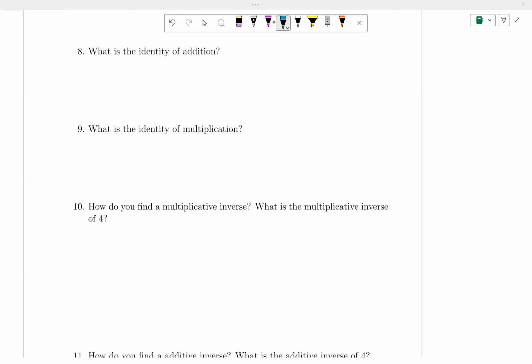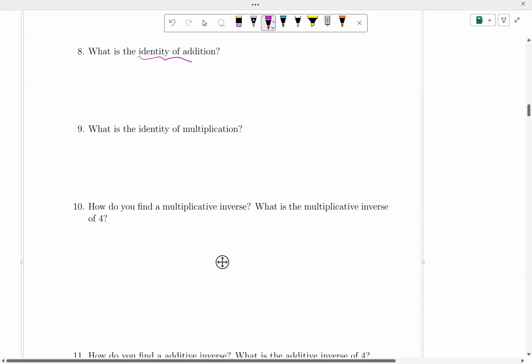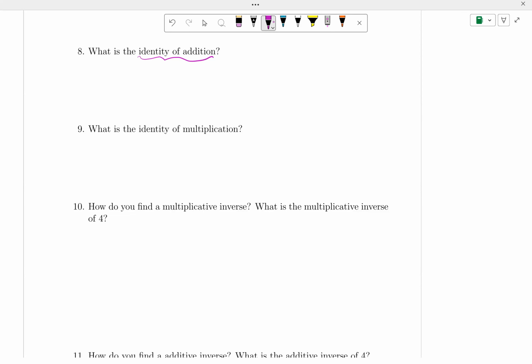Okay, so now let's continue. What is the identity of addition? Identity means you're getting back what you started with, the number that you started with. If it's in terms of addition, for example, you have some number and you add something to it, you want to get back the number that you started with, it means this has to be a 0. That's the identity property of addition. It means some number plus 0 gives me back the number that I started with. An example, if I have 5 plus 0, well, I just get a 5 back.